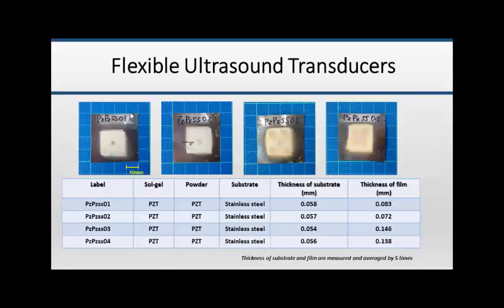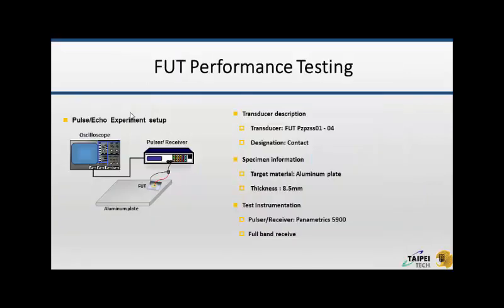And for this IEEE UFFC paper, we made four transducers. You can see the sol-gel and the powder are all made of PZT, and the substrate is stainless steel. The thickness of the substrate is around 50 micrometers, so it's kind of thin and can be flexible, okay? The film thickness: transducers one and two are around 80 micrometers, and three and four are around 140 micrometers.